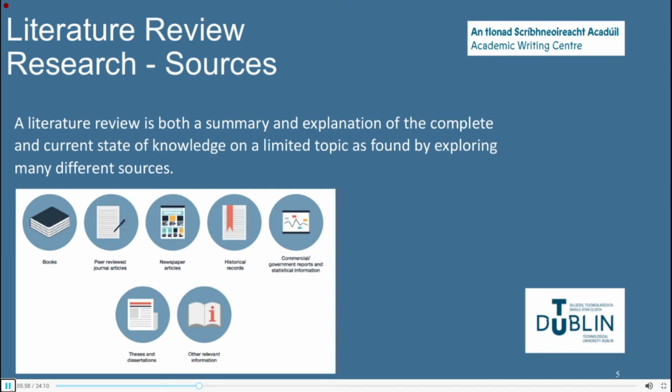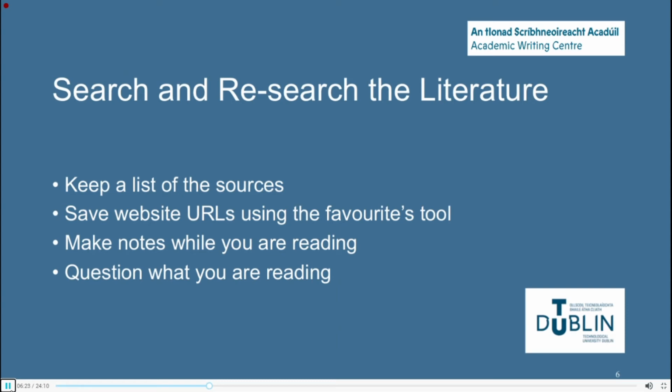So as we were saying before, literature in this context is a collection of publications and sources as represented in that image, and the review takes into account not just a summary, but a discussion which includes a synthesis and appraisal of the various sources of information. So it is important to keep a list of the sources, save website URLs using your favorite tool, and also make notes while you're reading.